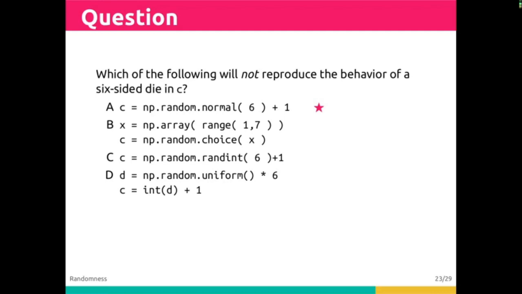C is similar to what we've seen before, where we're selecting random values 0, 1, 2, 3, 4, 5, adding 1. B is also similar. We're setting up an array with a range 1 through 7, exclusive, so 1 through 6. And we're using random.choice to pull out one of those values. A, in contrast, is using a normal distribution, which we typically use to describe measurements or observations of, say, instrumentation. Normal values are centered on a particular number, like 0. And so you get positive and negative values. It won't look anything like what's happening with a six-sided die.